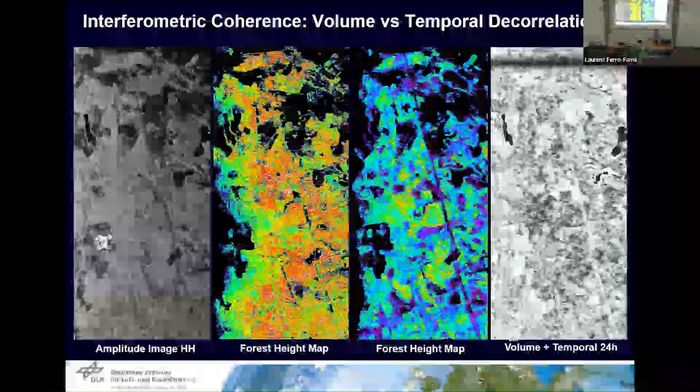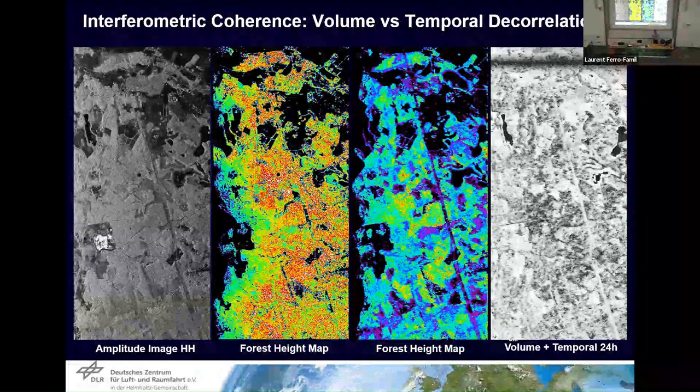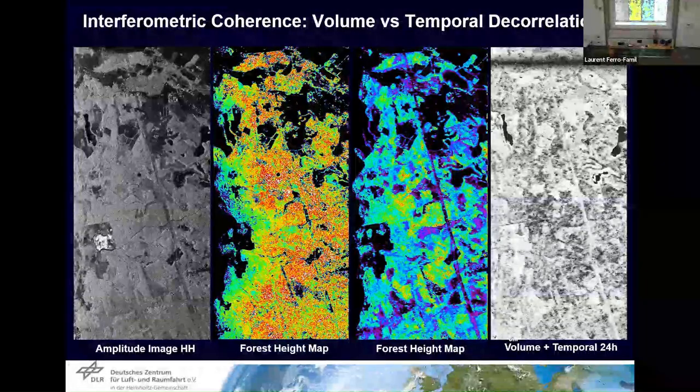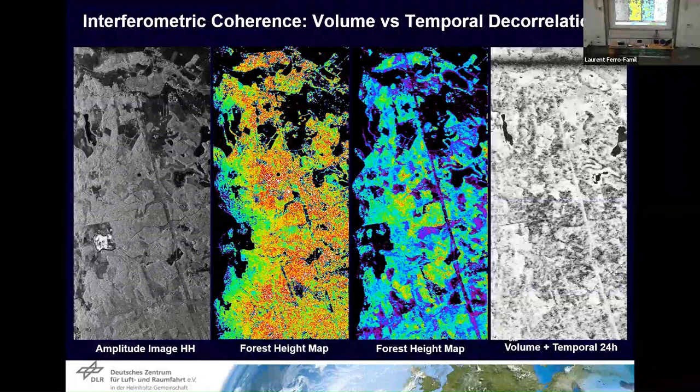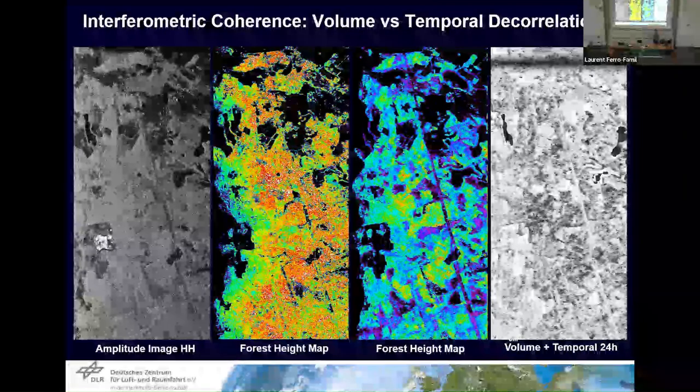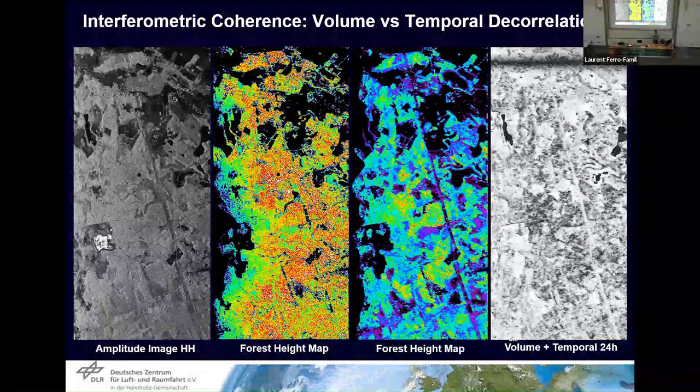So in principle, you tend to overestimate your height. This is because you have an uncompensated decorrelation. So for the same height, you tend to have a lower coherence than what you should have. This means your parameterization is not taking this into account, and therefore you get mistaken. And in this sense, you overestimate your height.